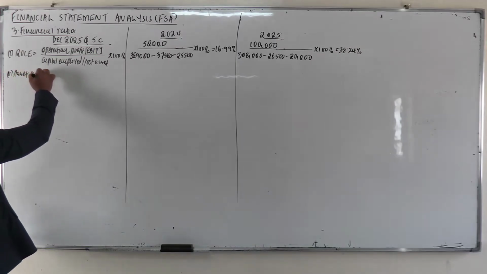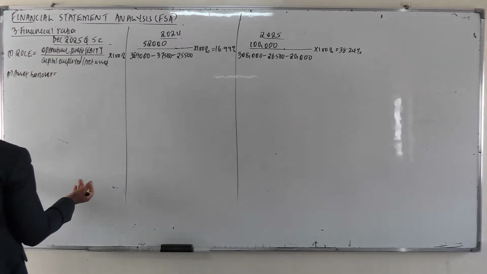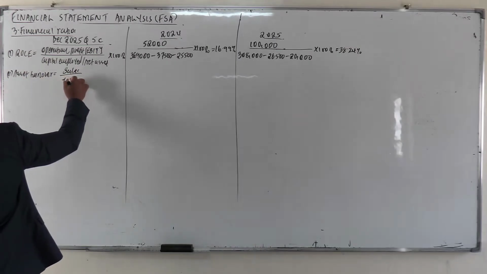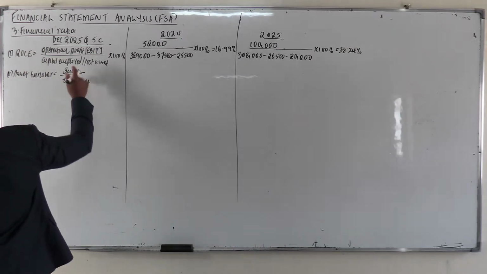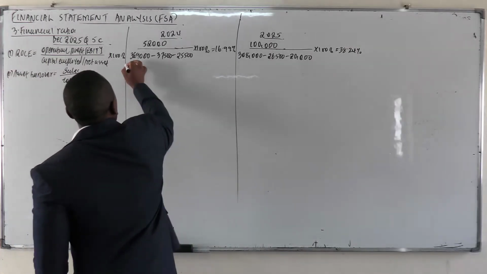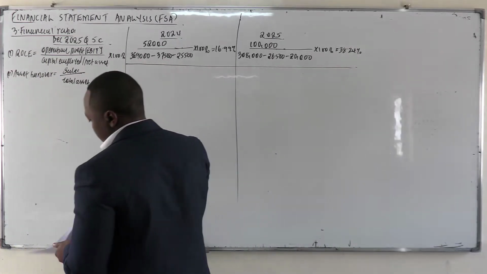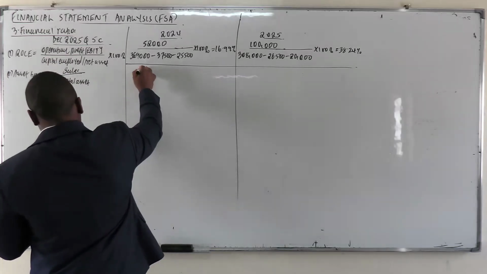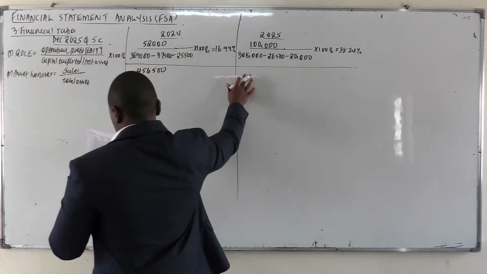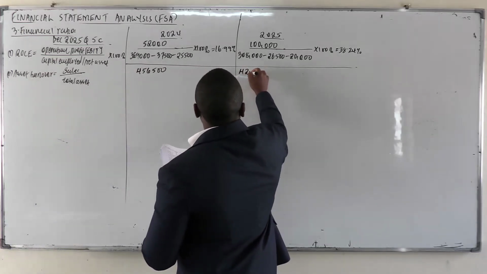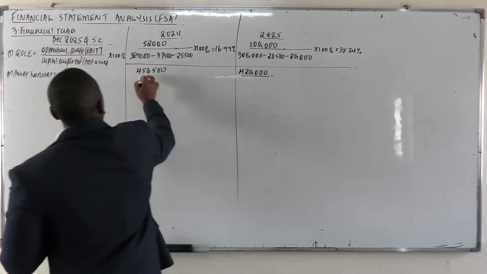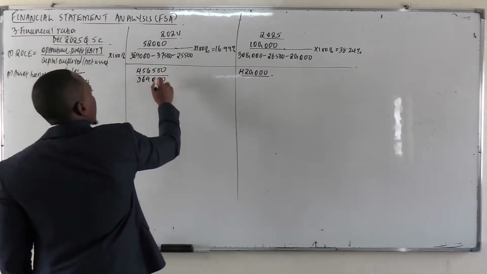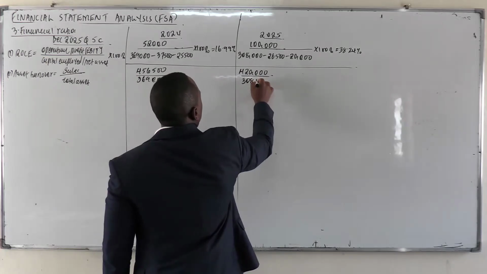So how do we get the asset turnover? It's very simple. Turnover is the sales, so you take the sales over the total assets. So how do you get the sales? You get the sales from the income statement, and we have the net turnover, an amount of 456,500. Here we have an amount of 420,000. Then you divide by the total assets. Total assets is 369,000. Here it was an amount of 308,000.